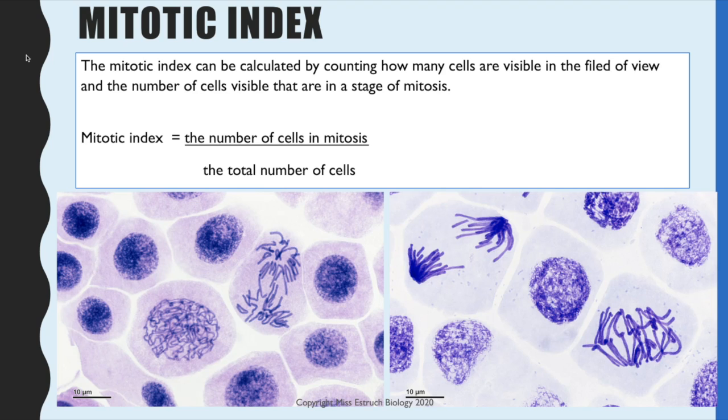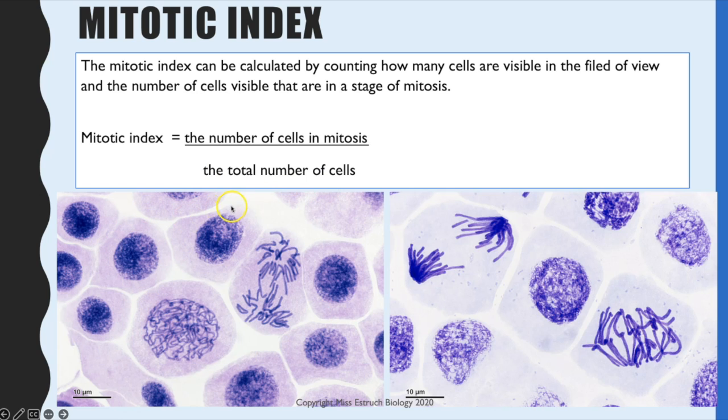But you also could be asked to calculate the mitotic index. And this is a way of looking at how many of the cells are going through mitosis compared to the total number of cells present. So that's what the mitotic index is, and you calculate it by dividing the number of cells in mitosis by the total number of cells in one field of view.